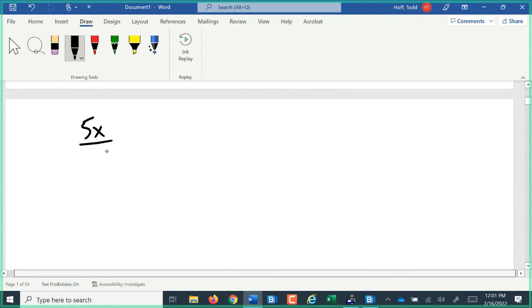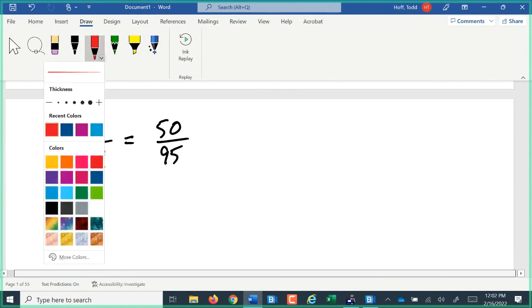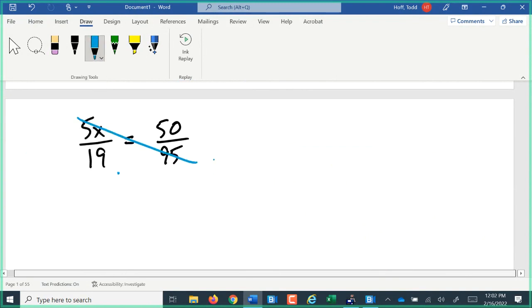5x over 19 equals 50 over 95. As we go to try to solve this, cross multiplying and dividing here would be tricky to do because it isn't just one piece of the proportion missing. The variable is embedded within one of the pieces. So we can do straight cross multiply. So we'll do 5x times 95. 5 times 95 is what? 475x. Then going this way, 19 times 50 is, I believe, 950.